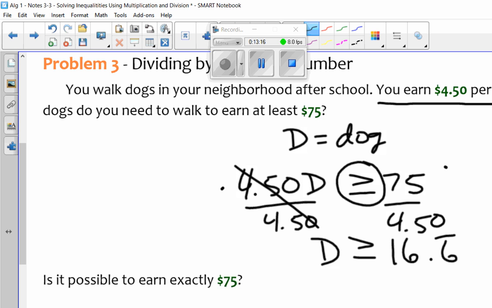Okay. Now, I can't have part of a dog, so I'm going to have to round it. Now, if I round it down to 16, which isn't really following rounding rules, I'm not making $75, okay? So I'm going to have to get at least 17 dogs to make at least $75. Okay, I'll actually make a little bit more. And then the question here: is it possible to earn exactly $75? And no, it's not. And that's just because my answer came out to be a decimal.